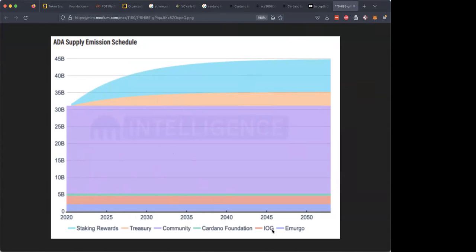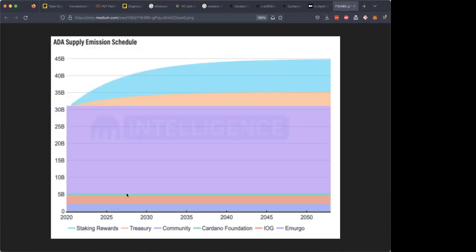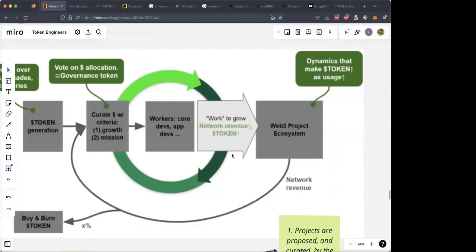So IO is using some other source of income to develop. Emurgo is using some other source of income because this will deplete. If token value doesn't go up, this will deplete. This is a limited resource. You're not making income out of this, and as long as you're not making income, you're not truly sustainable unless your token value goes up. If it goes up, then it's fine.